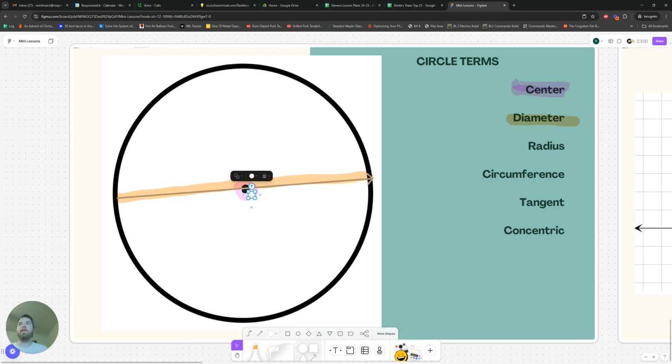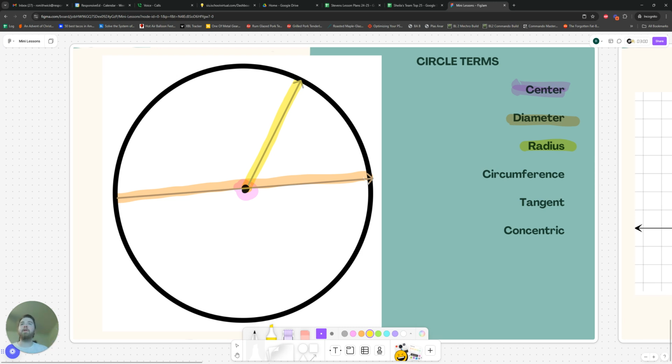Next is going to be the radius. Again, the radius is kind of the same thing. The radius is just going to go from the center, but now it's going to go to the side. So that's going to be a radius for a circle. It's a little different than the diameter because it has the center of the circle there, but it doesn't go through it. Diameter goes through the center of the circle from side to side. Radius goes from the center of the circle to the side.